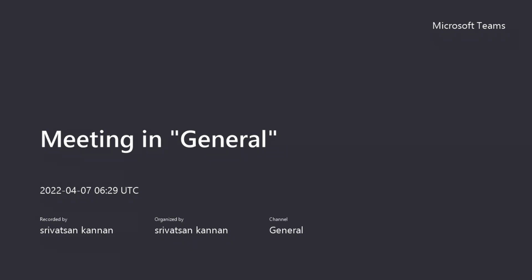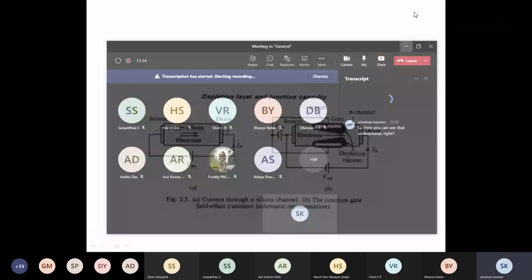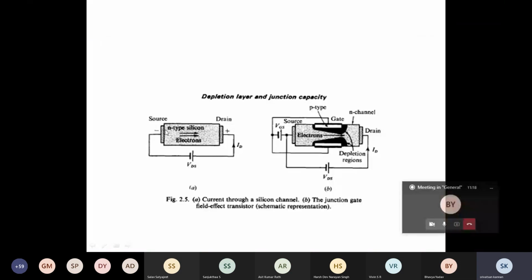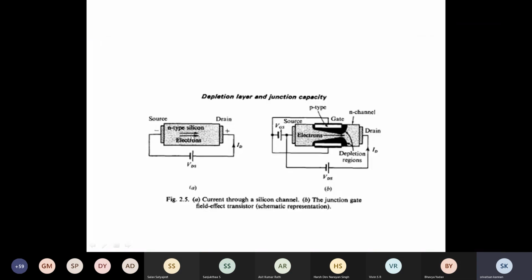N-type material, right? Are you able to see the slide? So here the N-type material. The majority carriers are electrons. So if you apply a voltage across this device, the current will flow, right? Current through the silicon channel. So current will normally flow.